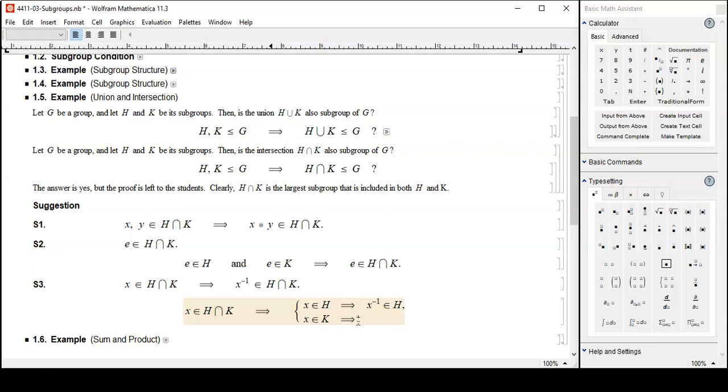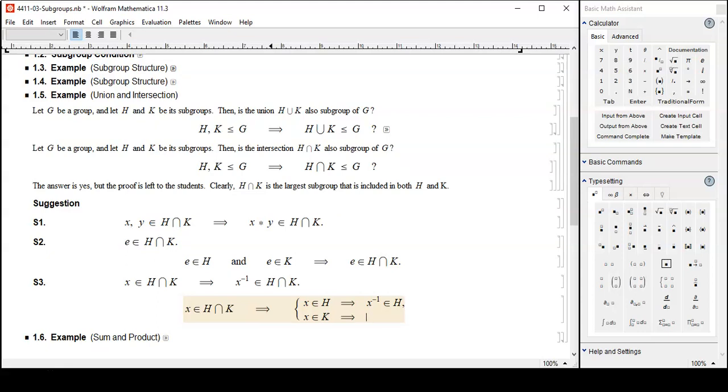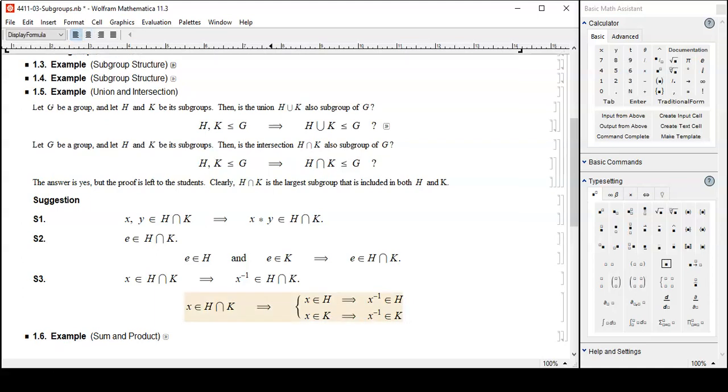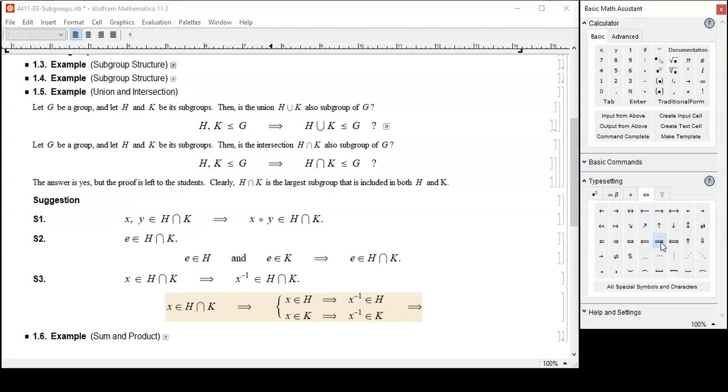How about K? Can you say the same thing? K is a subgroup, so any member of the subgroup has the inverse also in the subgroup. Exactly the same thing as H. Putting together, what do you get? x inverse belongs to H and also in K.